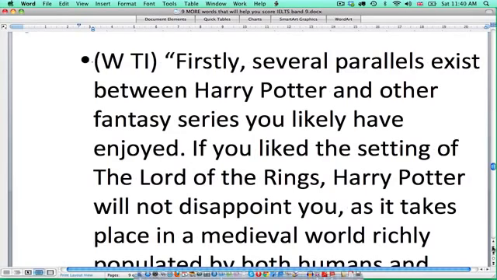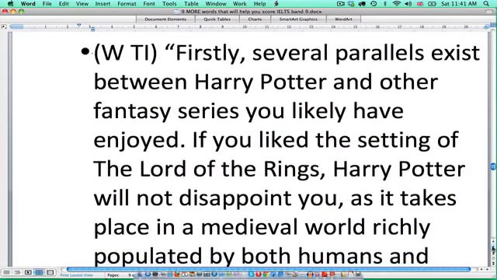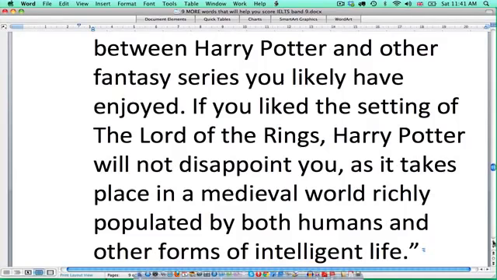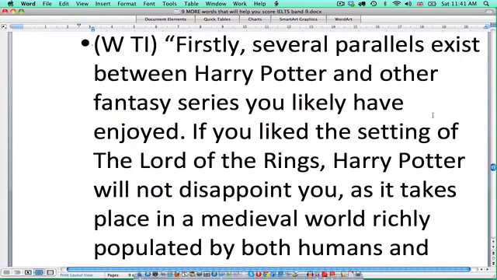So firstly, several parallels exist between Harry Potter and other fantasy series you likely have enjoyed. If you like the setting of The Lord of the Rings, Harry Potter will not disappoint you, as it takes place in a medieval world richly populated by both humans and other forms of intelligent life. So as you can see, all we're doing here is we're using the word parallels to just show that we know that this person enjoyed The Lord of the Rings, and because they enjoyed The Lord of the Rings, they will likely also enjoy a book like Harry Potter. Okay, because there are several similarities between the two, and that's what the word parallel refers to.